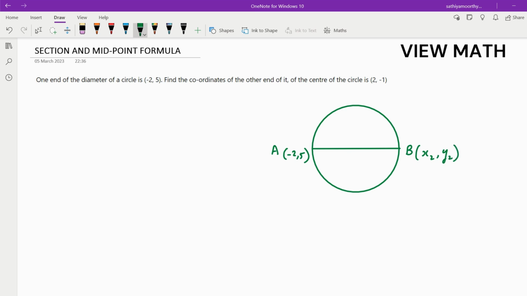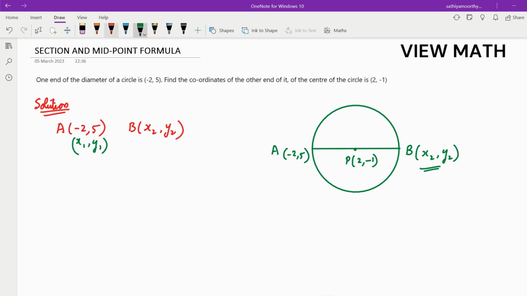The center of the circle is (2, -1), so let me take that as P. They're asking us to find the other coordinate, the B coordinate. So I'm going to use the midpoint formula to find it. Solution. Now the A coordinate is (-2, 5) and the B coordinate is (x2, y2). Since this is my A coordinate, this becomes x1, y1.